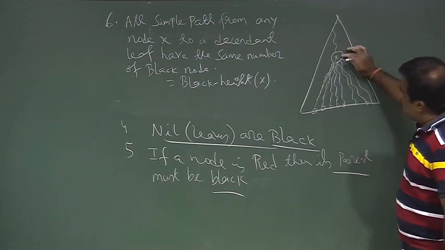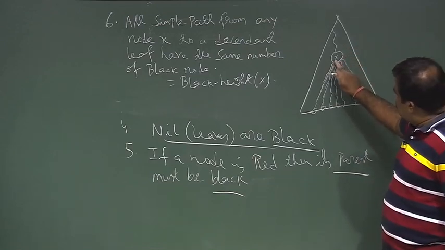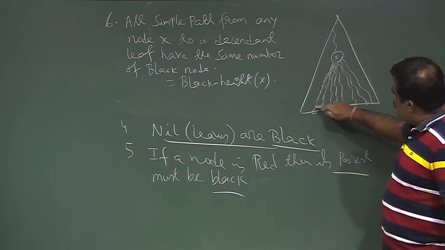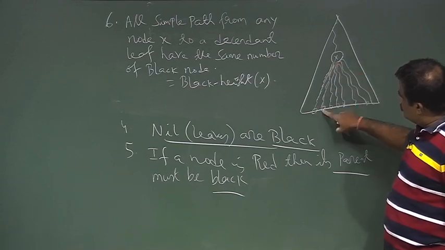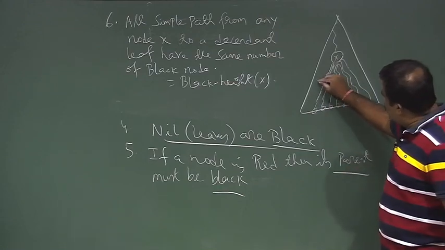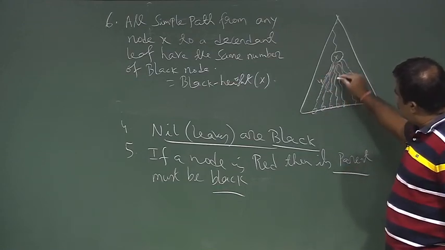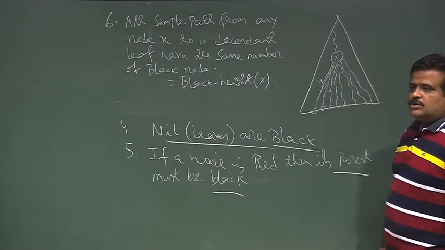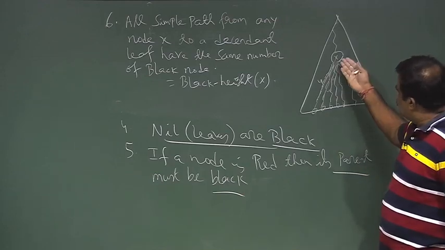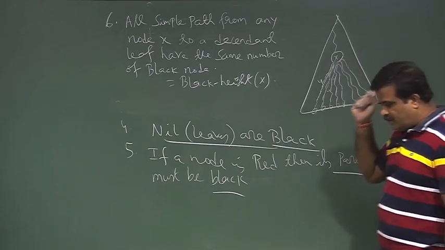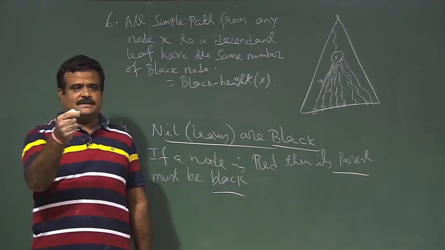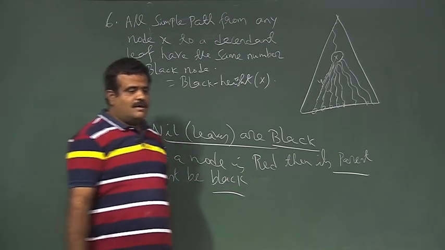So, if you take any node in the tree and consider a path from this node to a leaf, and we count the number of black nodes, and then we take another path from this node to a leaf, the number of black nodes must be the same. If there are 4 black nodes in this path, there have to be 4 black nodes in this path too. That is why it is unique. So, this is called the black height of that node. The number of black nodes in a path from that node to the leaf is called the black height of this node.